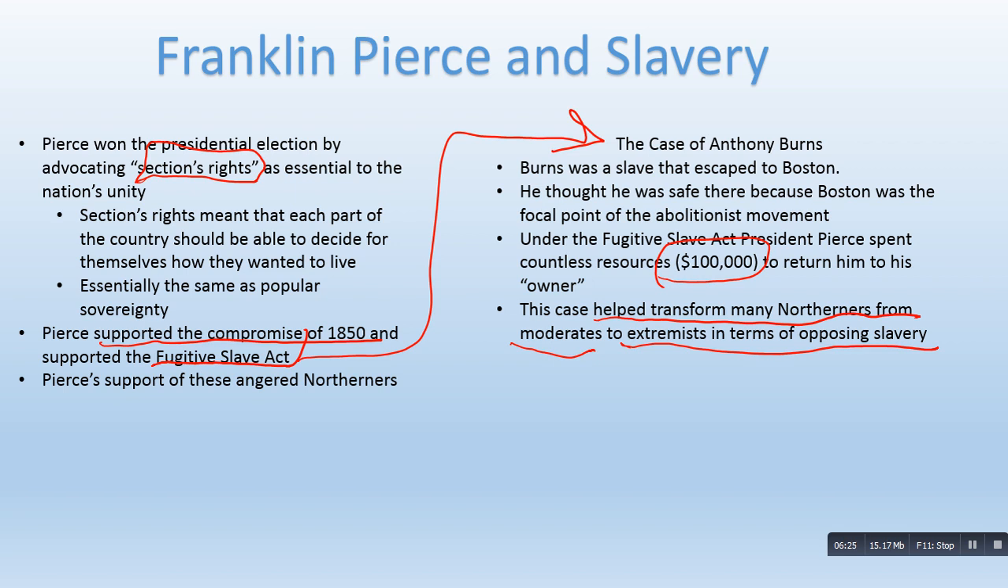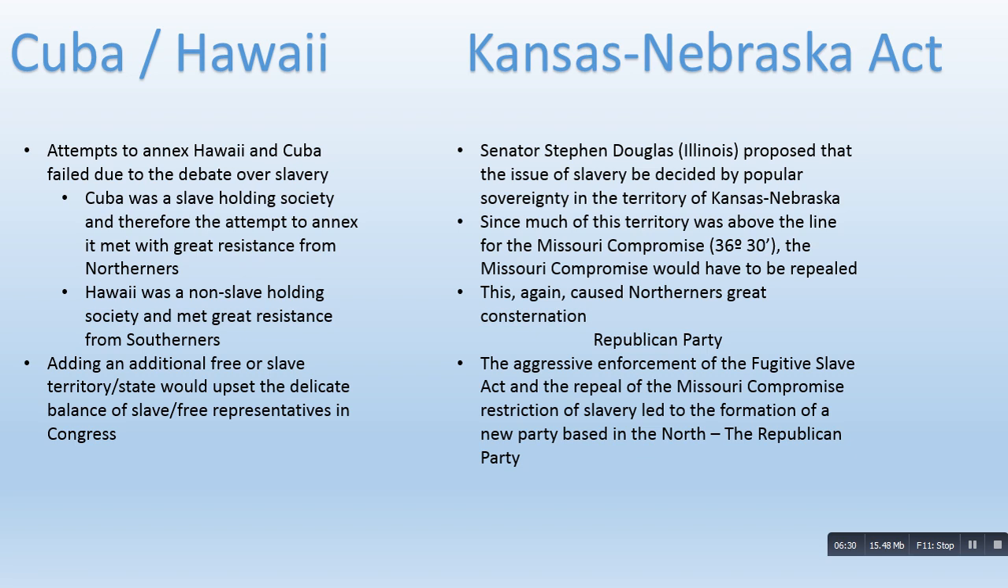A couple other things help contribute to the debate. As we know, eventually Hawaii does become part of the United States. Cuba will become part of the United States for a very short period of time after the Spanish-American War, but at the time, it failed. These ideas of annexing these places failed because, again, of the debate over slavery. Cuba was a slaveholding society, and if you wanted to annex it, you met with great resistance from Northerners. Hawaii, the exact opposite, a non-slaveholding society, met great resistance from Southerners.